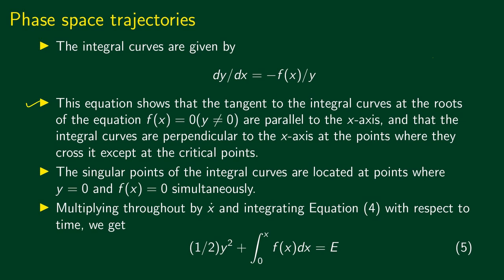All right. Now the singular points of the integral curves are located at points where y is equal to 0 and f of x equal to 0 simultaneously. We defined this earlier: the points where f of x and y are simultaneously 0 are what we call the singular points. These are the singular points of this trajectory, the singular points of the phase portrait. All right. Or the integral curves in the singular points now.